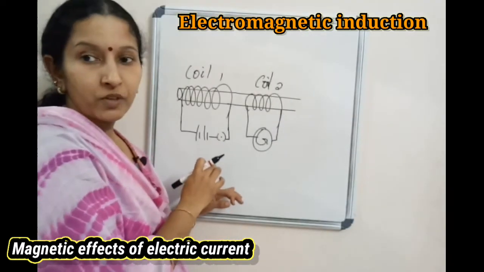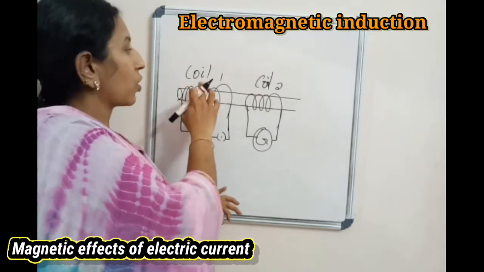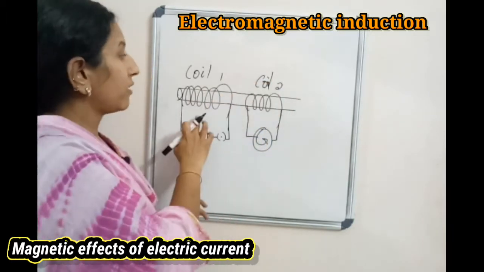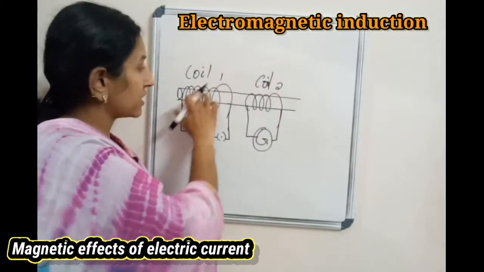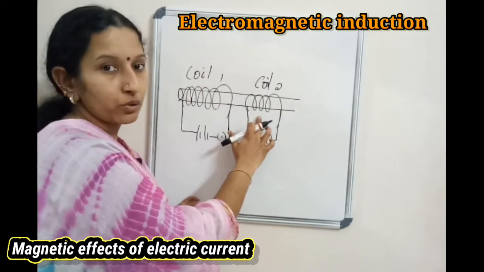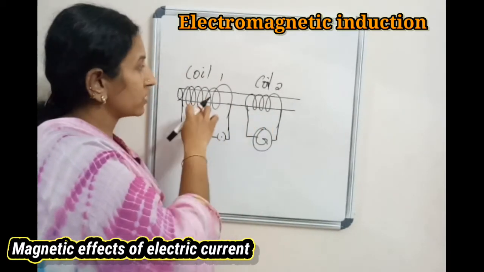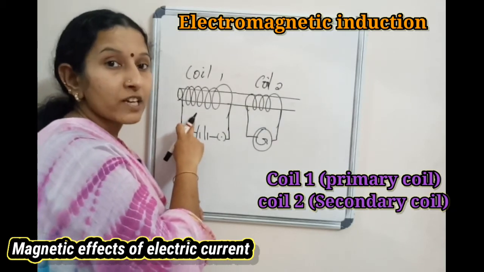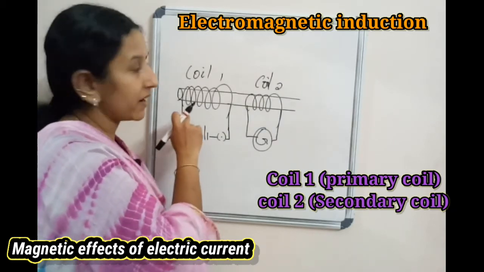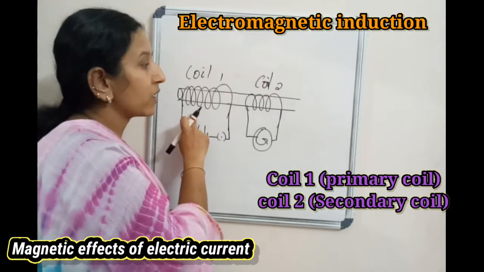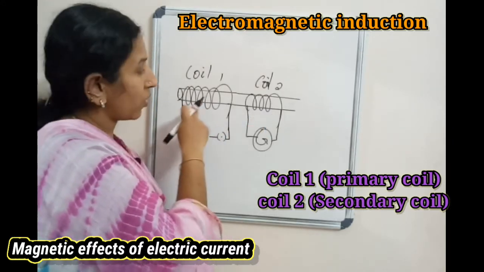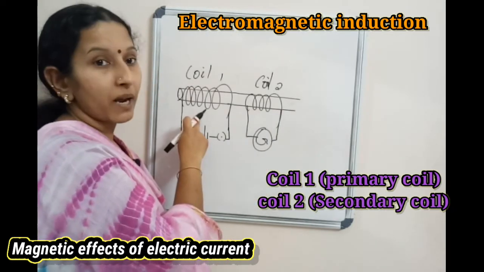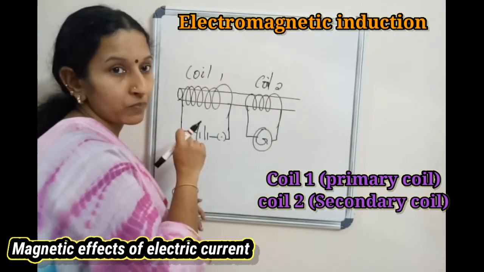Look at the board. We can see two coils, coil 1 and coil 2. Coil 1 has more number of turns, and coil 2 has fewer turns. Coil 1 is also known as the primary coil, and coil 2 is the secondary coil.